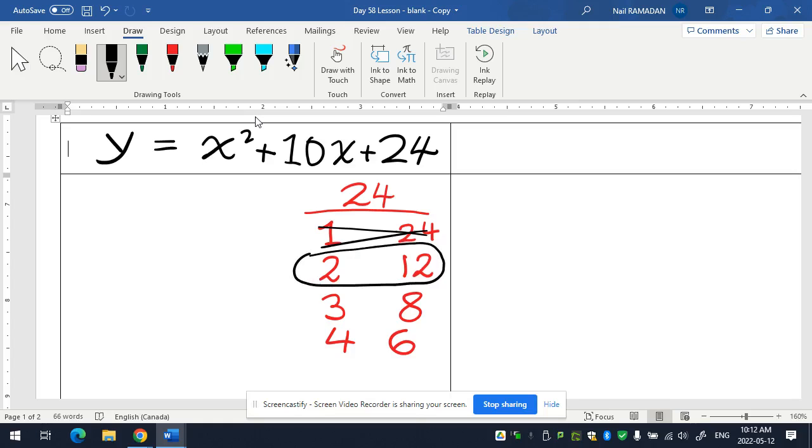How about 3 and 8? 11 or 5? Bad choice. How about 4 and 6? Okay. By the way, you might think, oh crap, so two pairs are gonna work? No.